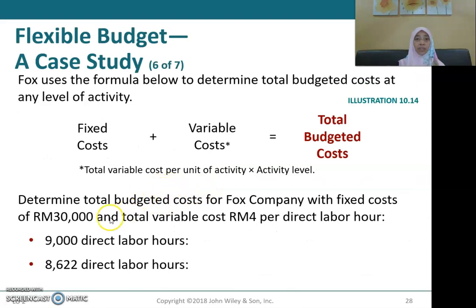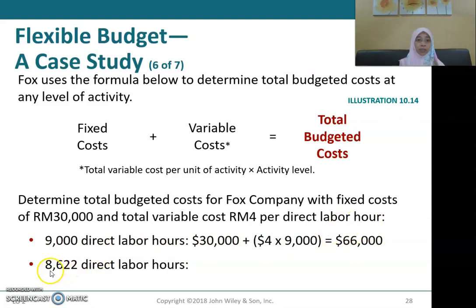at any activity level. So in that case, let's say the question asks you to determine the total budgeted cost for Fox company with a fixed cost of 30,000. So if you have 30,000 as your fixed cost and variable cost, in this case per direct labor hour, is 4 ringgit. So at 9,000 direct labor hours, you will count as fixed cost that is 30,000 plus the 4 per direct labor hour times the 9,000 direct labor hours. So you can work it out as 66,000.